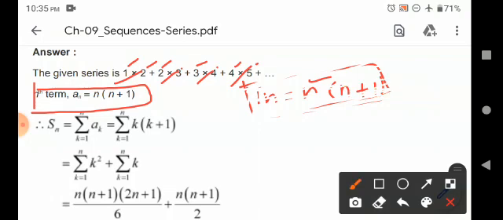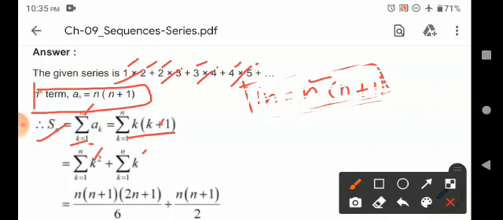Now let me begin with Sn, the sum to n terms. Sn is equal to summation of ak, where k ranges from 1 to n, which is equal to summation of k into k plus 1, where k ranges from 1 to n. Now let me open this bracket: we get summation k into k, which is k square, plus summation k into 1, which is summation k.